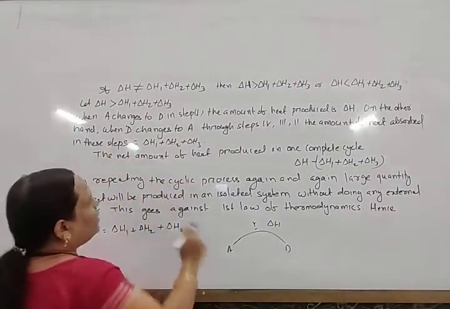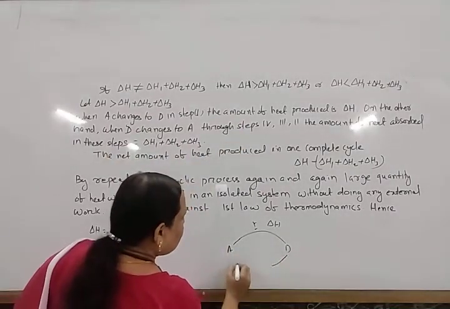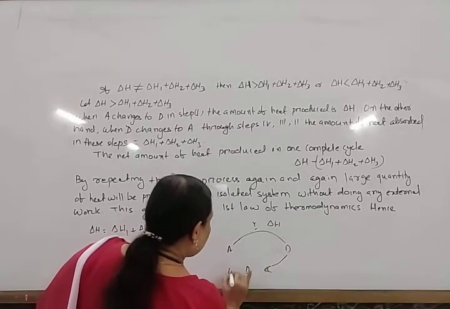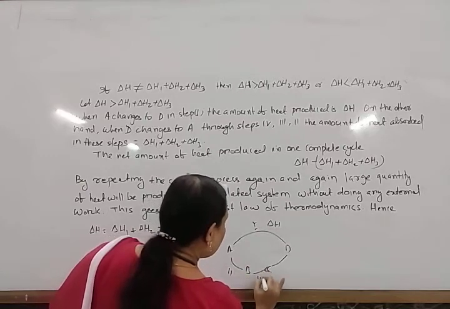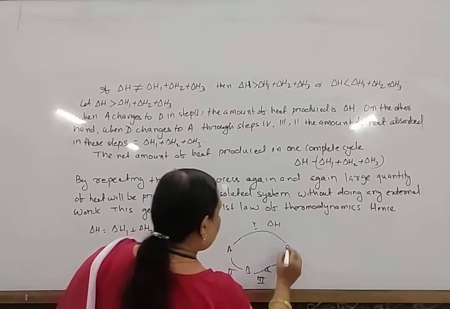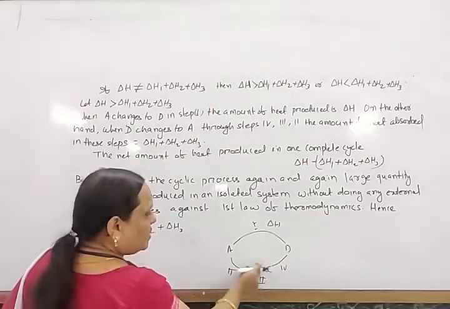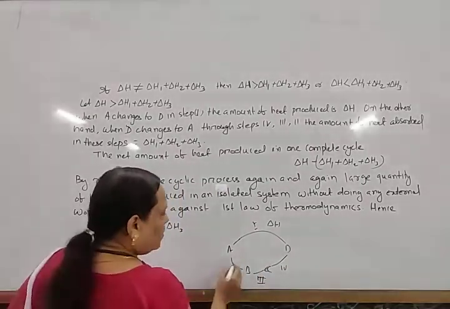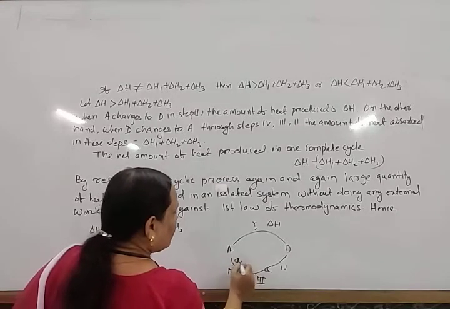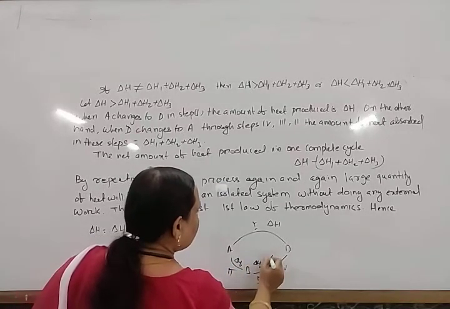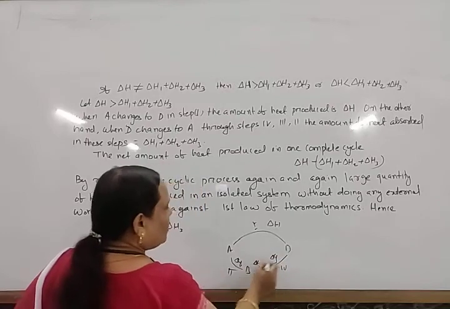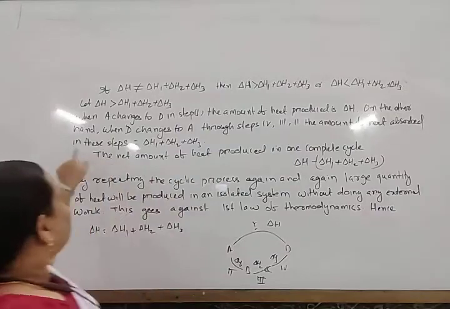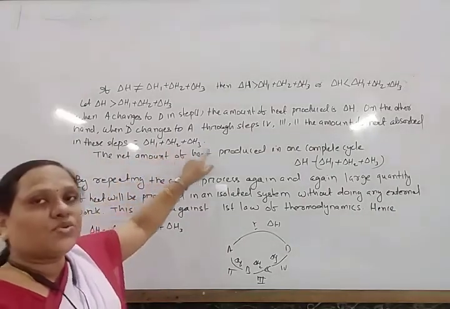On the other hand, when D changes to A, here B is there, C is there, this is step 2, this is step 3, and this is step 4. D changes to A through C, through steps 4, 3, and 2, and here the enthalpy changes are ΔH1, ΔH2 and ΔH3. Then this amount of heat is absorbed here. The amount of heat absorbed in these steps is ΔH1 plus ΔH2 plus ΔH3.